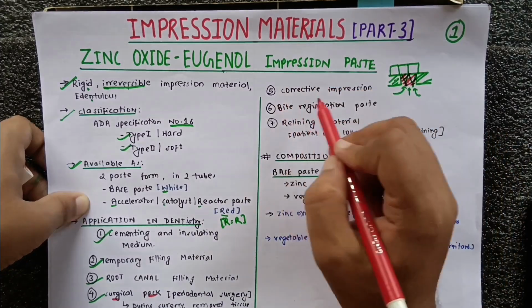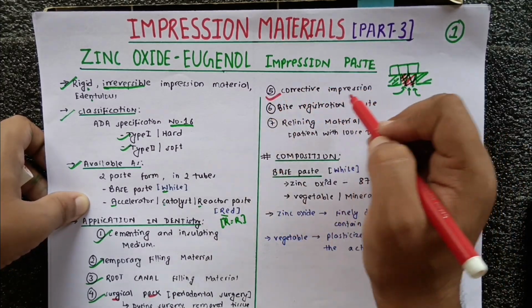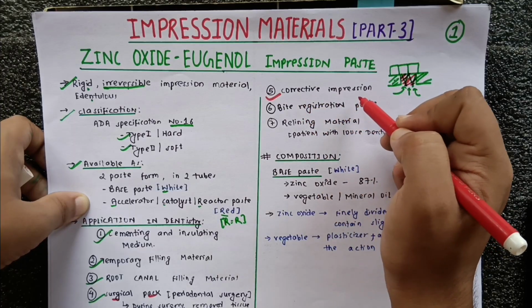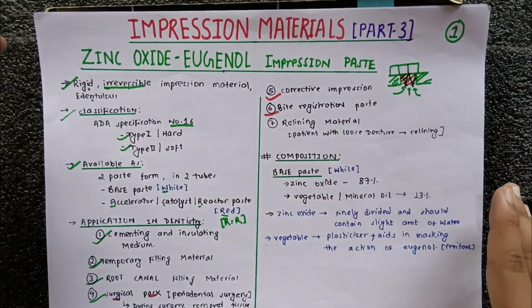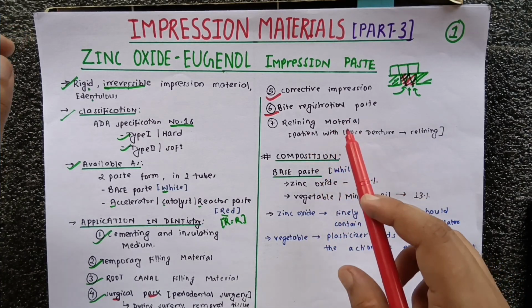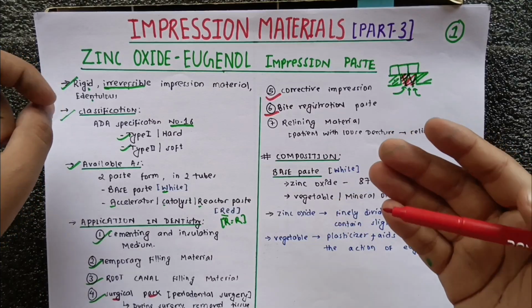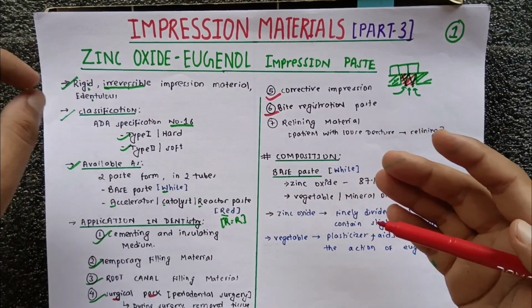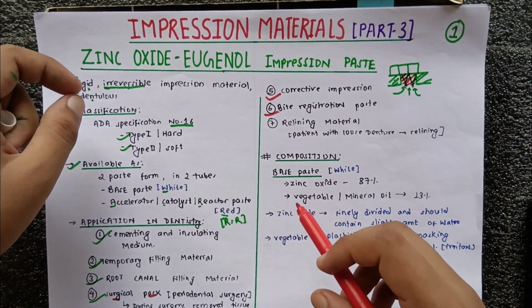After that, it is also used as a corrective impression. Similarly, the bite registration paste. I think I have written about this bite registration paste in the last paper. In the bite registration, the property of this material should be more plasticity. If it has more plasticity, it would be better in taking the bite registration.